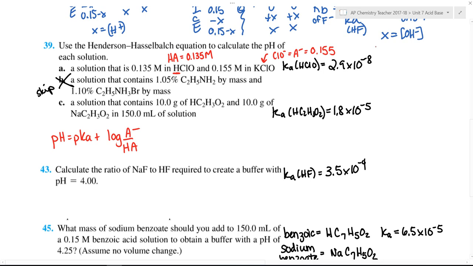Problem C requires a little bit extra work because you're given grams first. So first you have to take your grams and do a gram to mole conversion using the molar mass from the periodic table. So that's PT for periodic table. And then once you have moles, you're going to divide it by liters to find molarity. So the liters in this case is 150 milliliters, so that's 0.15 liters. So you're going to convert both of your gram values into molarity values, and then you can plug it into either the Henderson-Hasselbalch equation or an ice chart and solve for pH.